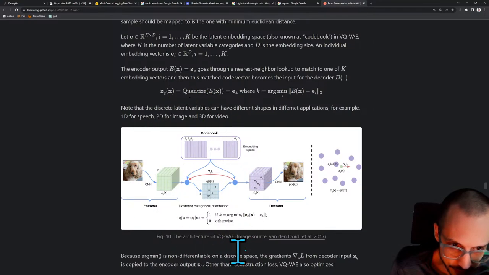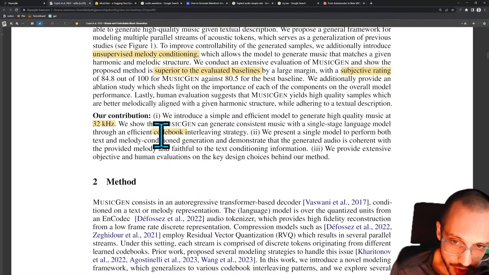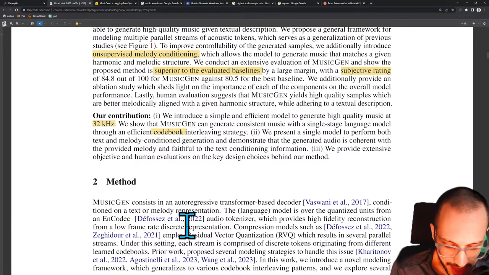That's what I think of when I think of code book in my head. So as soon as you see the word code book, just think of a discrete amount of discrete tokens, discrete embeddings, discrete representations. There's a limited set of those.